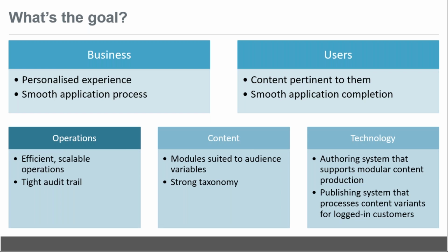And then on the technology side, you'd say, I need an authoring system that supports modular content production, and I need a publishing system that processes those content variants so that when people log in and I know a little bit about them, I can deliver up content that's relevant to them, whether it's a demographic difference, or it might be a product difference. They have this product instead of that product.